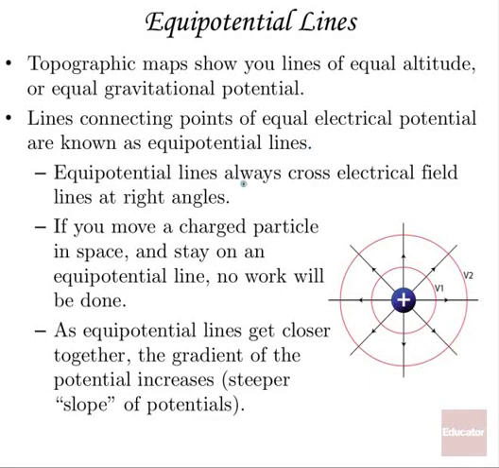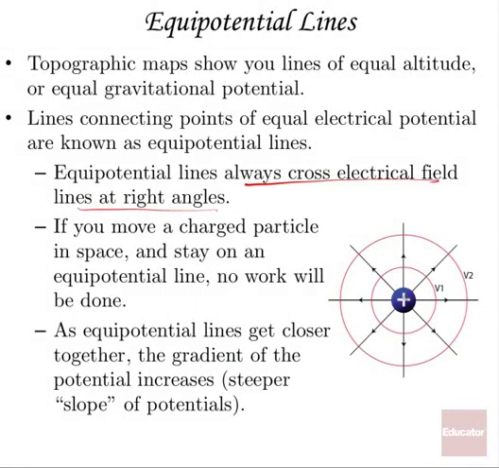Now, equipotential lines always cross electric field lines at right angles. And if you move a charged particle in space, as long as you stay on an equipotential line, you don't do any work. Now, as equipotential lines get closer together, the gradient of the potential increases. You have a steeper slope of potentials. Kind of like if you have a topographic map and your equal altitude lines get closer together, you're looking at a steeper cliff, a steeper gradient.